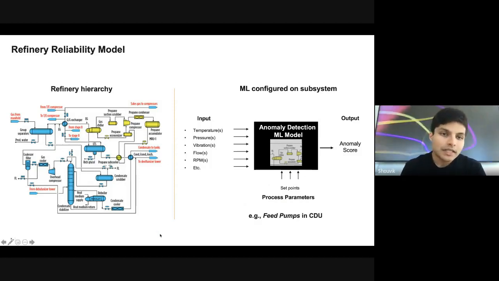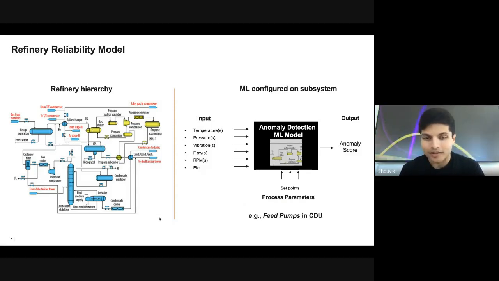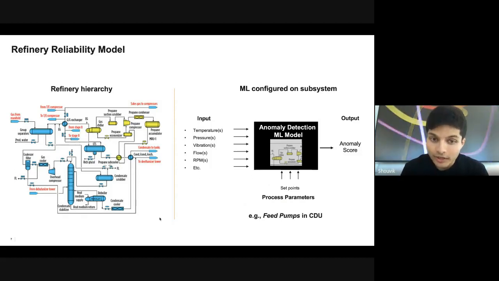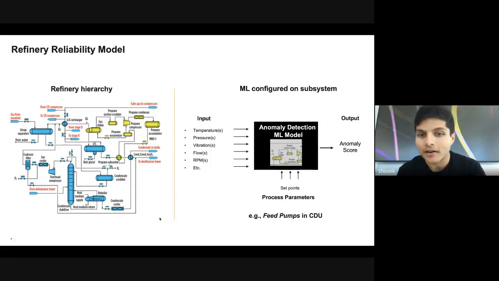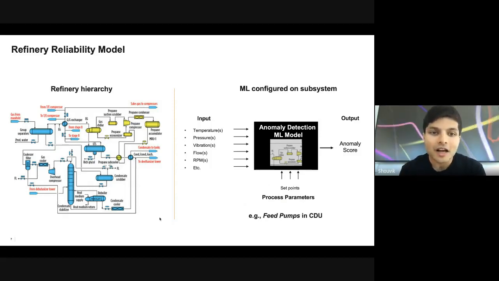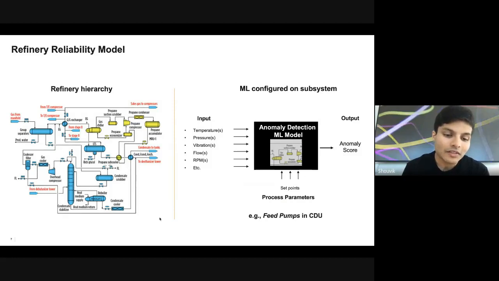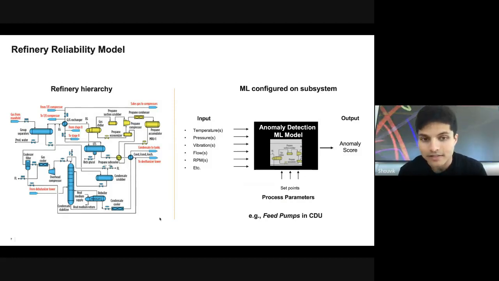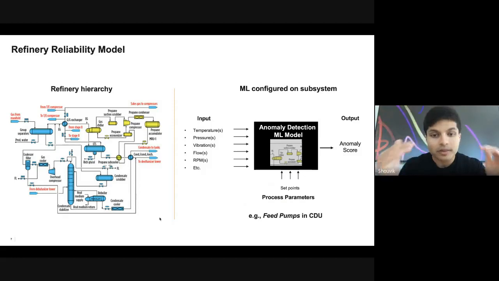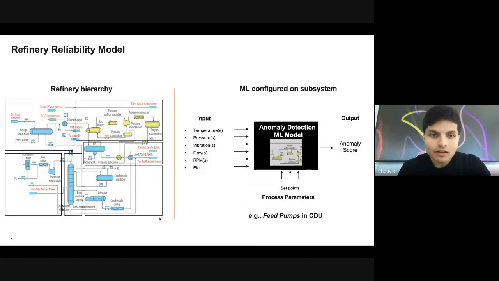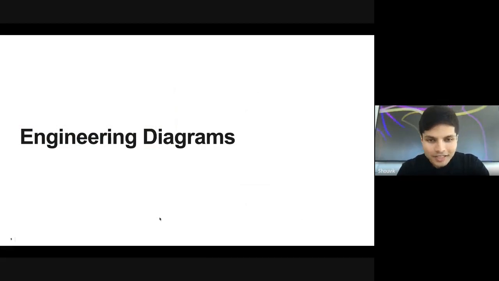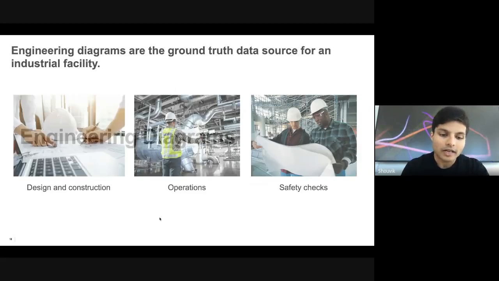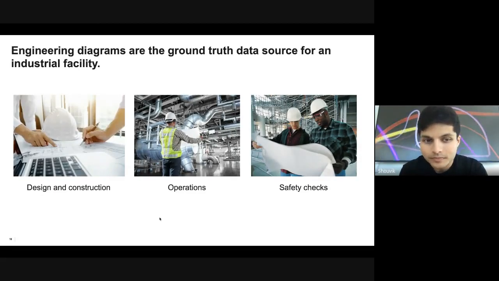And what happens is we take this hierarchy and we use this to create our system of systems data model in the reliability application. But again, the engineering diagrams are key to creating that hierarchy because they tell us how these equipment as well as the sensors are placed in this hierarchy. So let's dive into the engineering diagrams themselves, and this will clarify how they're actually used by the reliability applications.